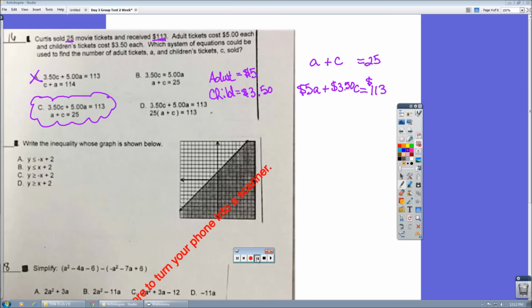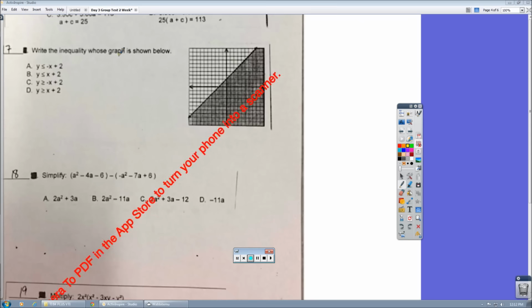All right, write the inequality whose graph is shown below. Start with the line. It's solid, which means it's going to be either a less than or equal or greater than or equal. Well, they're all less than or equal or greater than or equal. Where did they shade? They shaded below the line. Below means less than, so we're going to mark off any of them that are greater than.